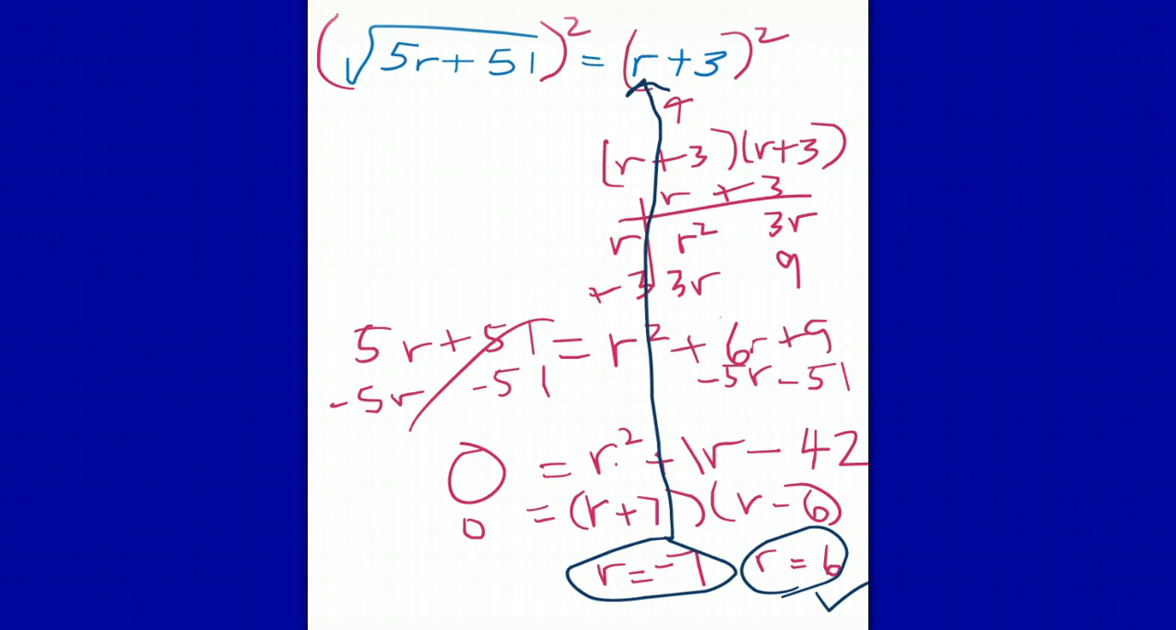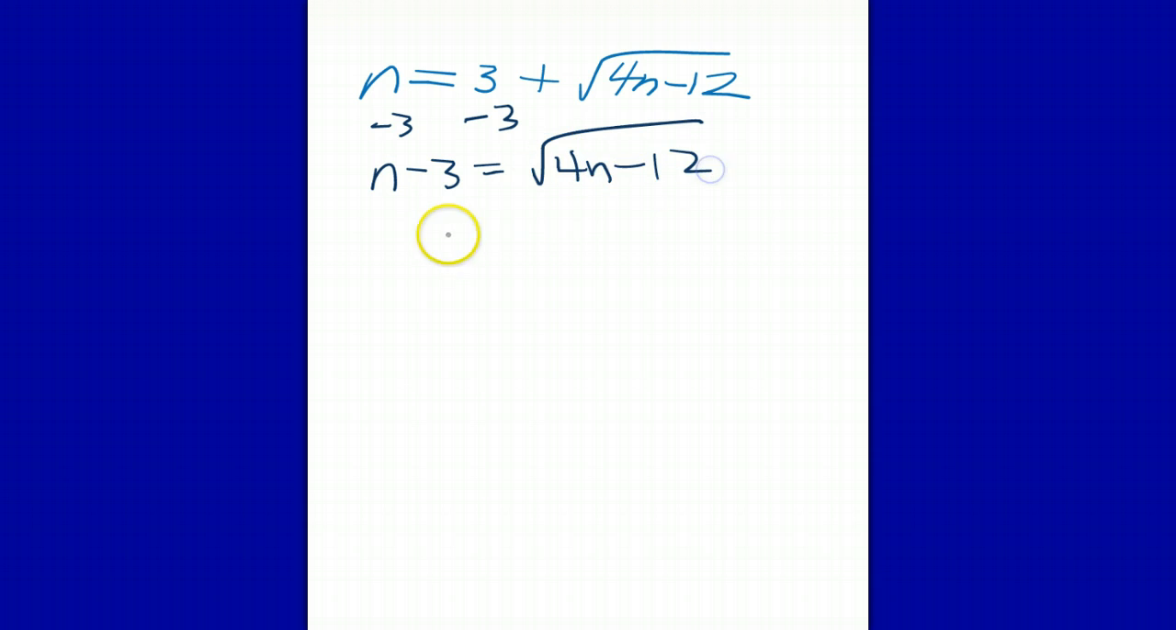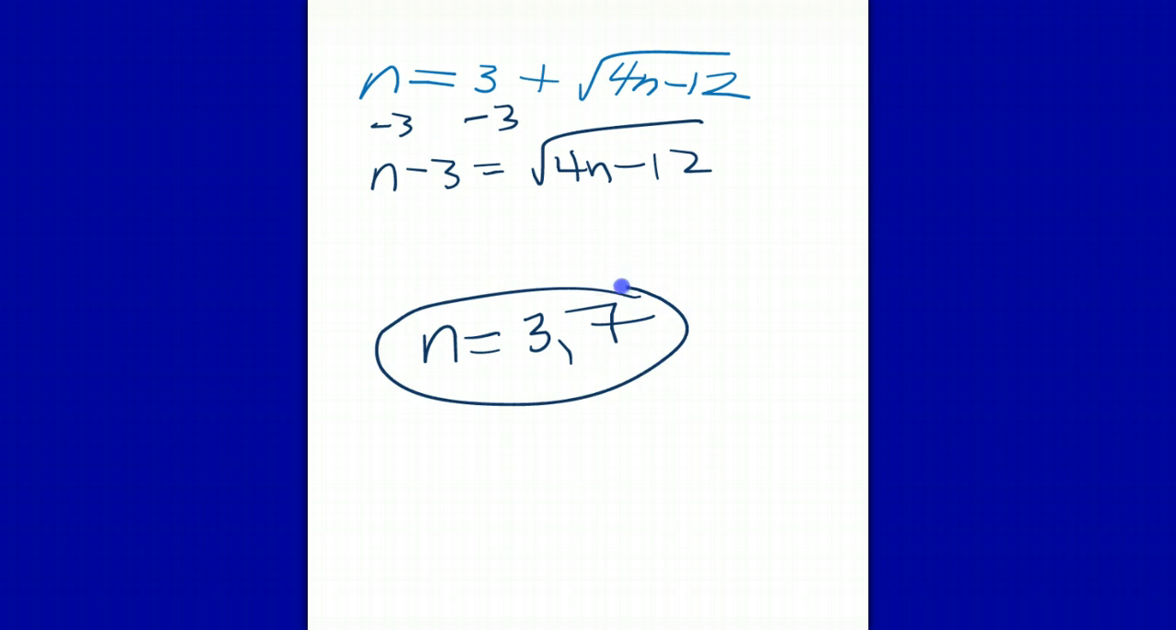Let me show you the next one. I'm not going to do it, but I'll show you the first step. On this next one, what do you think you'd do? You have the square root, so you need to get rid of this 3. And that step right there now begins like the last problem. Then I would square both sides and FOIL it, and so on and so forth. If you want to try it yourself, the answers come out to be 3 and 7, and those both work. So, good luck.